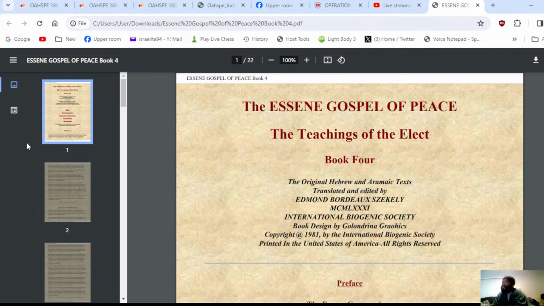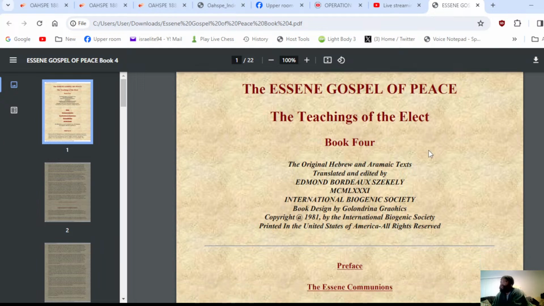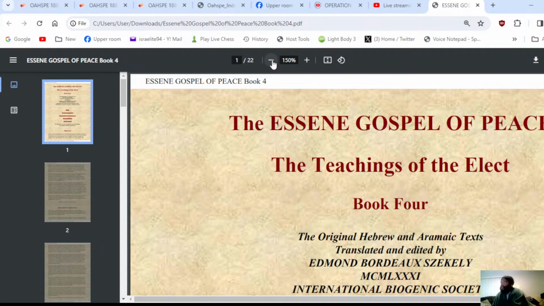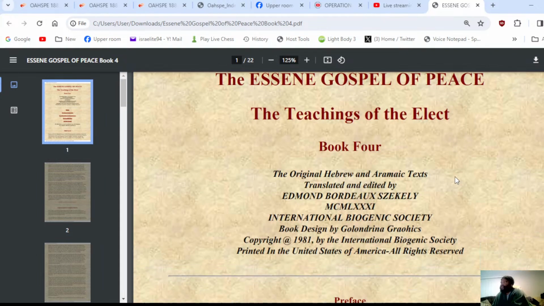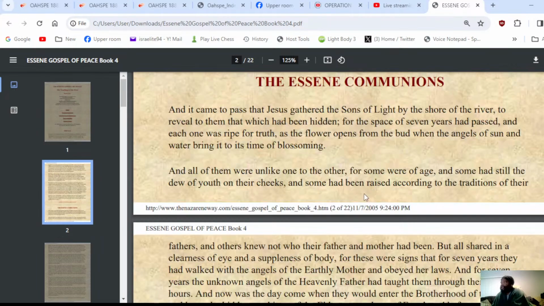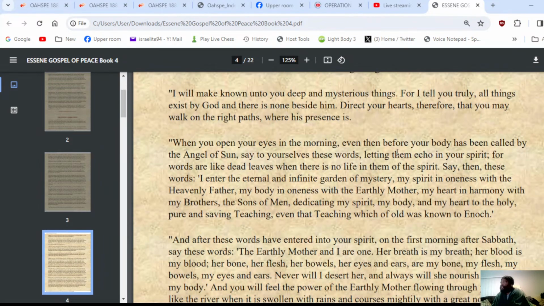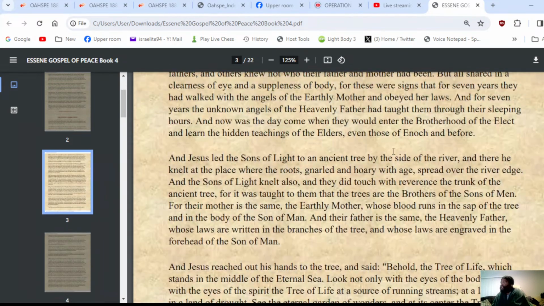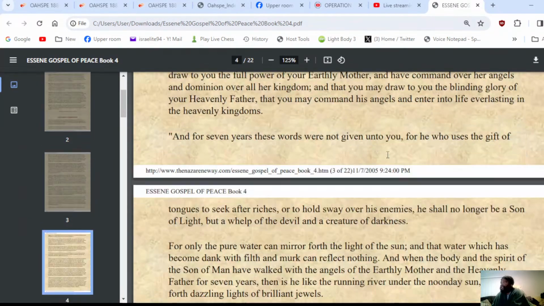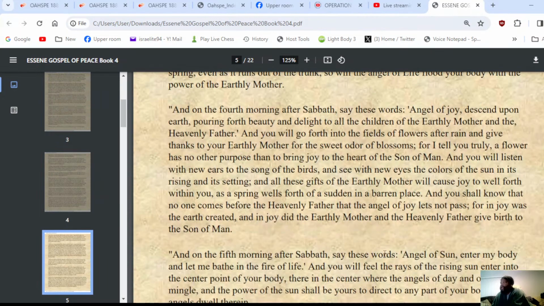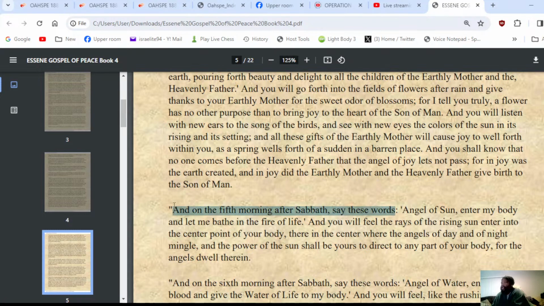So before I begin, I want to acknowledge the angels of the rising and the angels of the evening, found in this book right here, the Essene Gospel of Peace. The angels of the rising, which is the daytime, and the angels of the evening. So today, being Wednesday rising, that would be the angel of the sun, angel of life. And on the fifth rising after Sabbath, say these words.